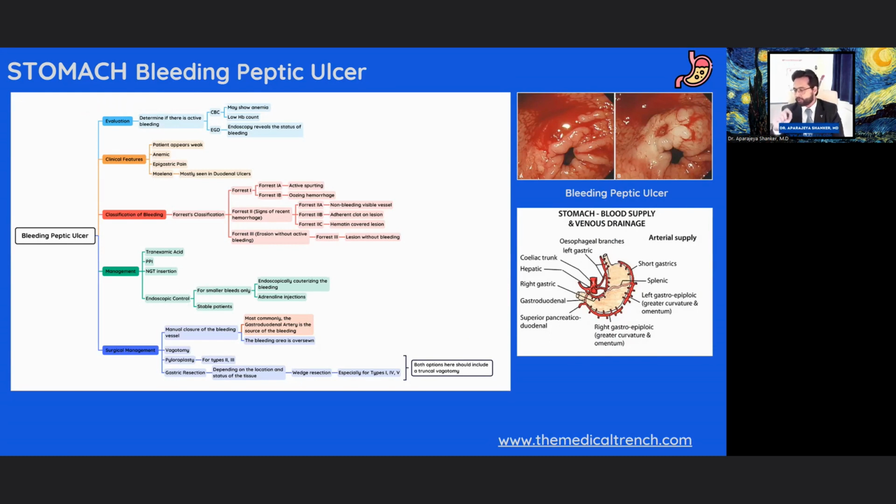The only way you would know that it is actually bleeding is if you do a CBC and the CBC shows anemia, which is generally characterized by a low hemoglobin count, and if you do an endoscopic view. So if you do endoscopy, you can see that there is some bleeding in here. The next step would be that you try to classify the bleeding using Forrest classification. Now we'll come back to Forrest classification in just a second.